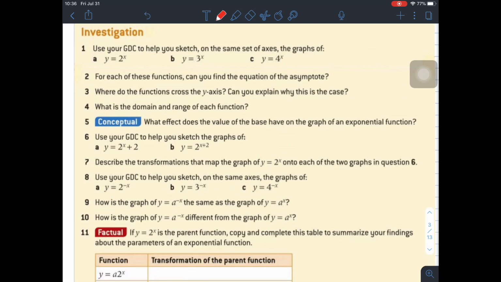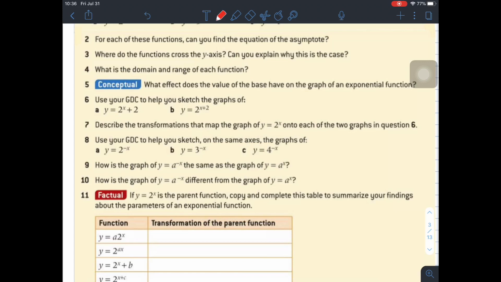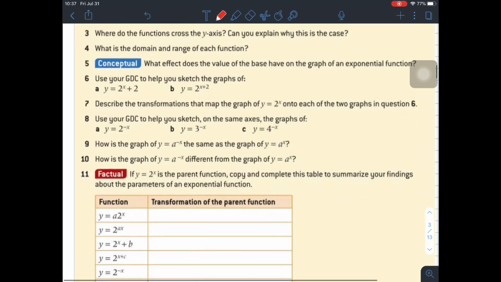So for part 8, it says, use your GDC to help you sketch on the same axis the graphs of, and now we have these functions, y equals 2 to the power of negative x, y equals 3 to the power of negative x, and y equals 4 to the power of negative x. So what's the difference? In this case, we're having a negative exponent, okay? So we're going to see how the negative exponent acts on the graph of the function. If you remember from transformations, when we change the sign of the x, we're doing a reflection on the y-axis, right? The x values change signs, so we have a reflection on the y-axis.